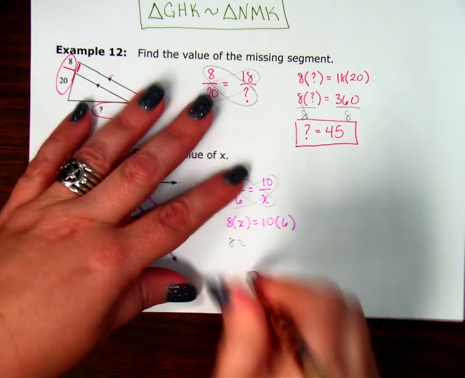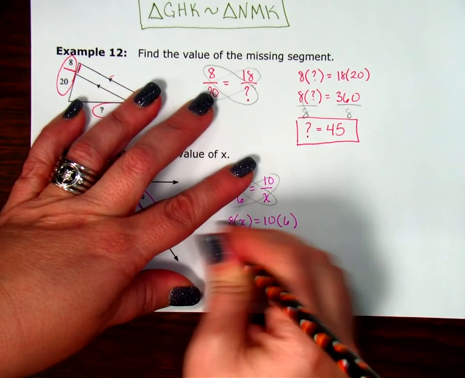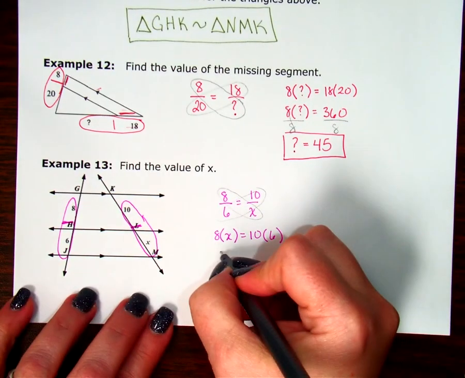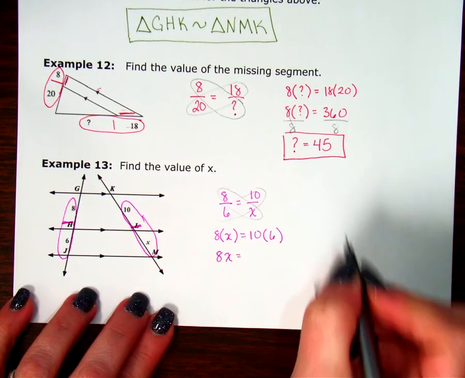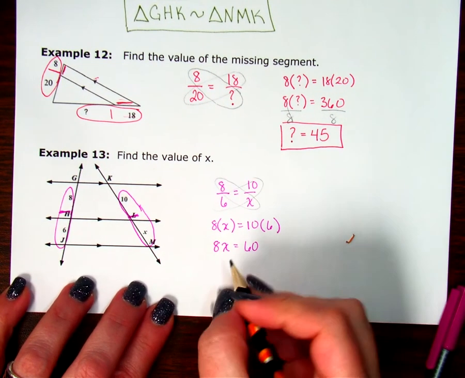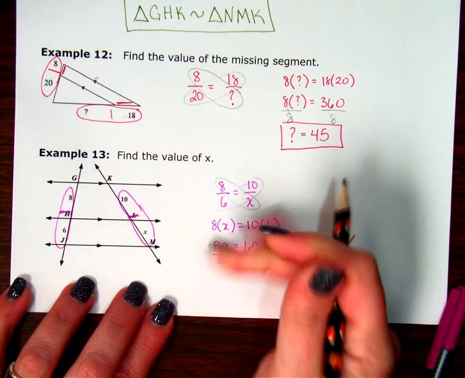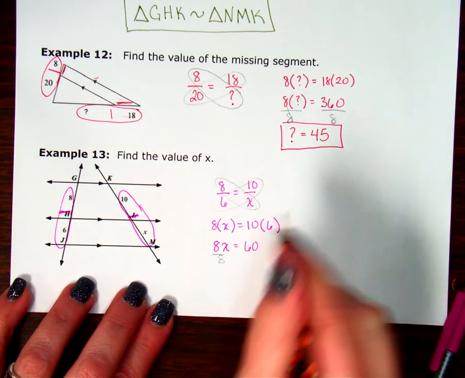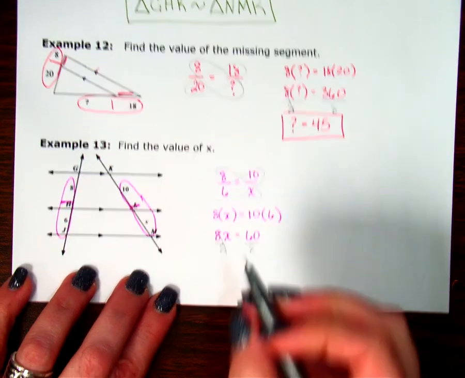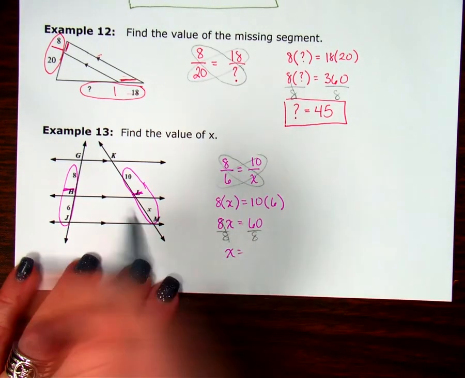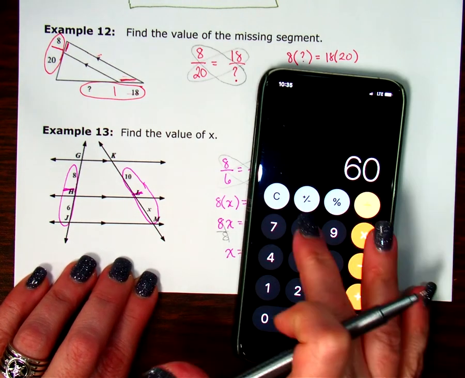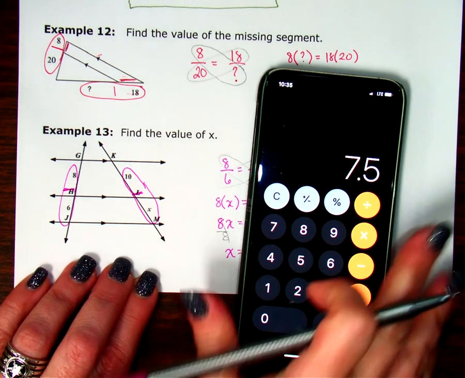So that's going to give me 8x. Oops, I don't want to do that in pencil. Pencil is my scratch work. 8 times x is 8x, and 10 times 6 is 60, so now my scratch work. Divide both sides by 8. Get rid of my pencil piece, my eraser marks, and x equals, let's see, 60 divided by 8, I'm pretty sure that's a decimal. 60 divided by 8, 7.5.